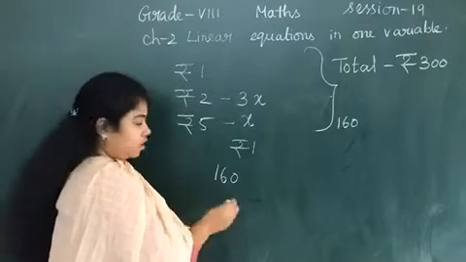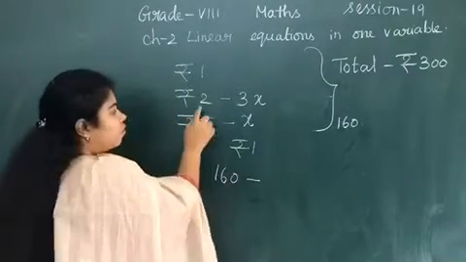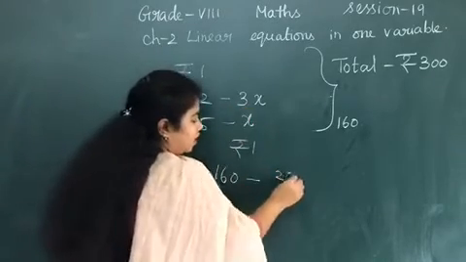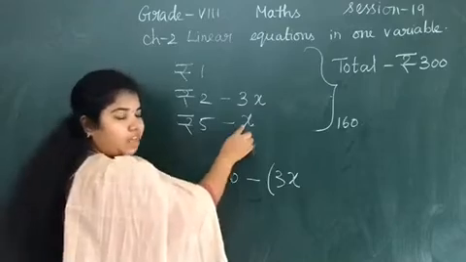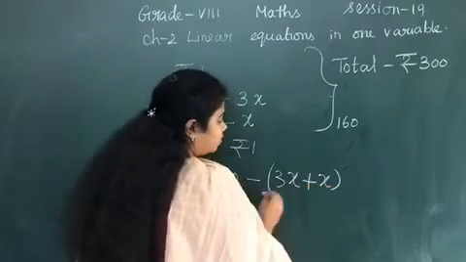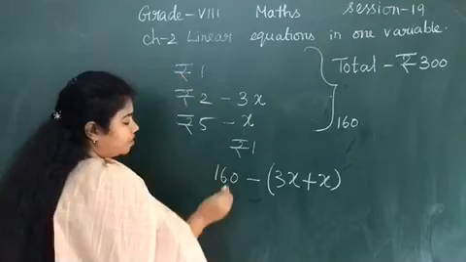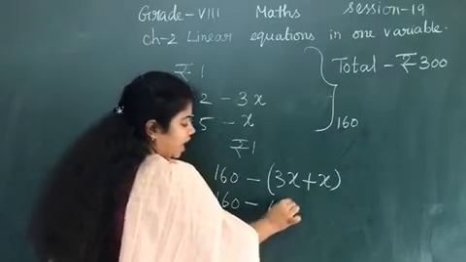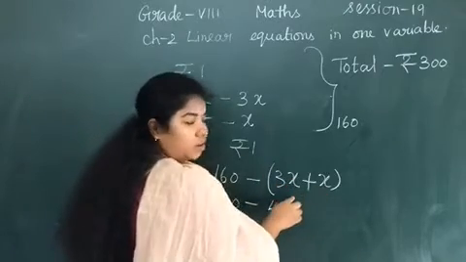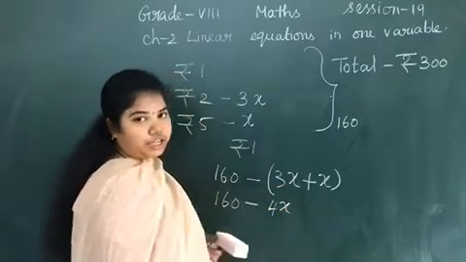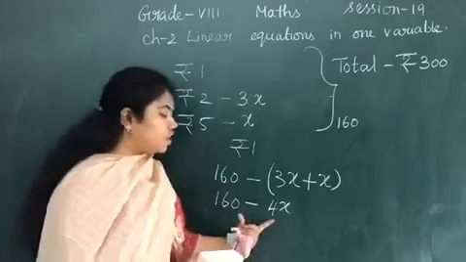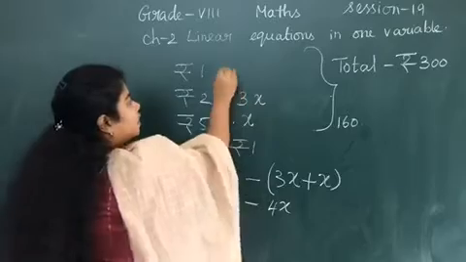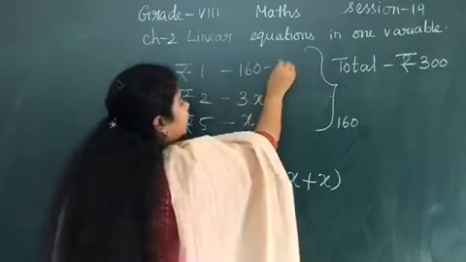Yes, am I right? So 160 minus the addition of rupees 2 and rupees 5 coins. What is rupees 2? 3x, plus what is rupees 5? It is x. So what is the number of coins of rupees 1 now? 160 minus, 3x plus x is 4x. I already told you, if the variables are the same, you can just add the coefficients. Can you understand? So the number of coins for rupees 1 is 160 minus 4x.